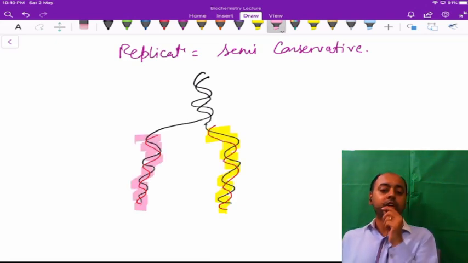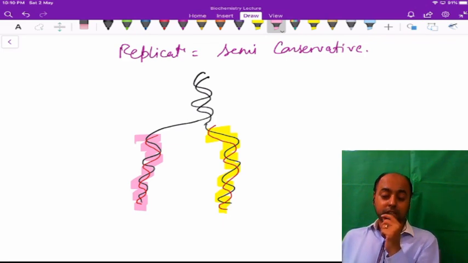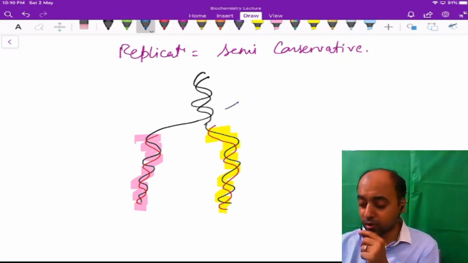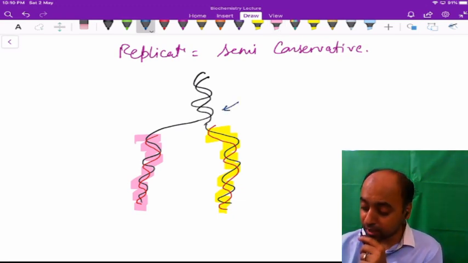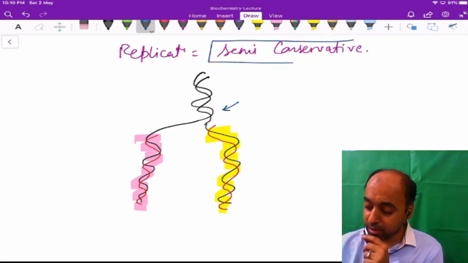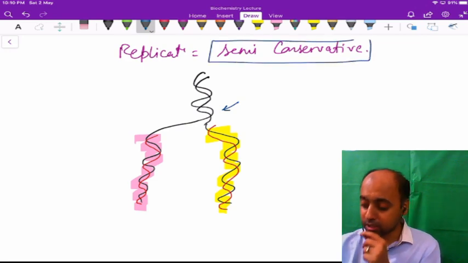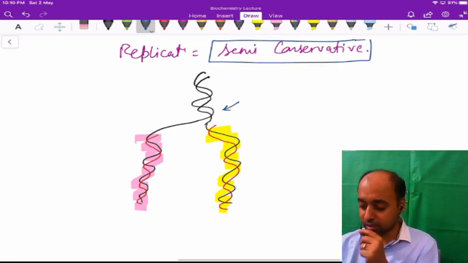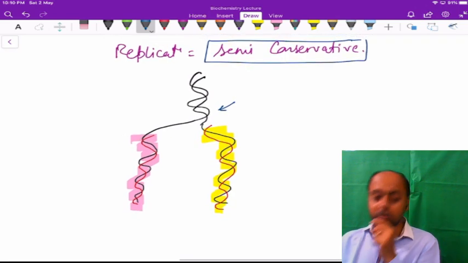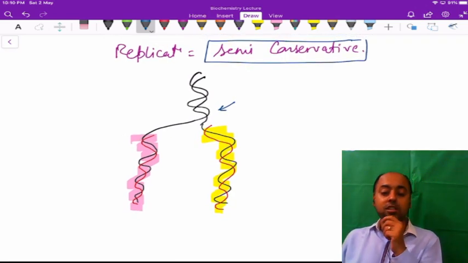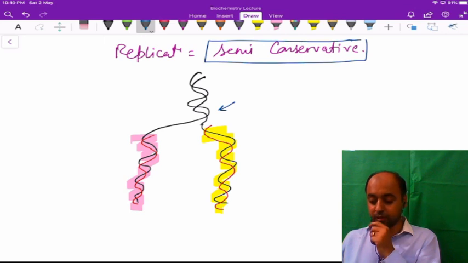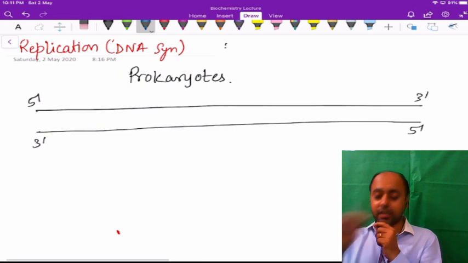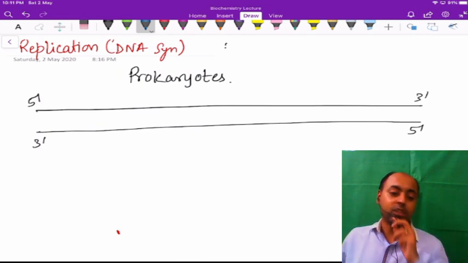You get two new DNA, but please note, in each of the new DNA, one of the strand is old. It is coming from the parent strand, and that is why we use the term semi-conservative replication. The replication is semi-conservative in nature means one of the old strands is conserved. Okay. So what we have to do as a first step, we have to separate the two strands of DNA so that we can carry out the replication.